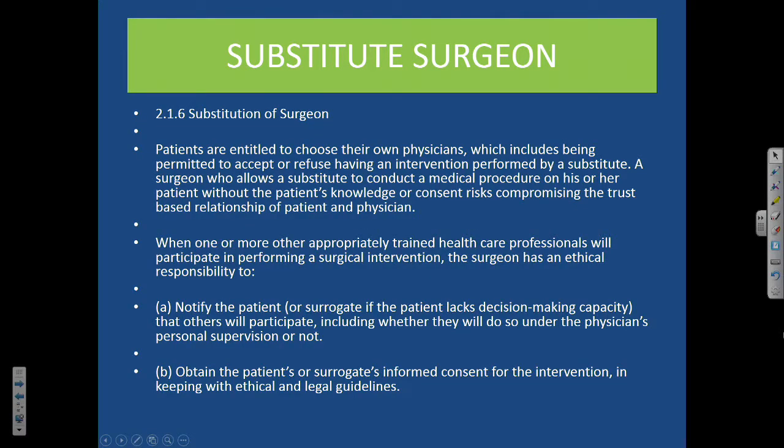This is the position of the American Medical Association. And again, they're very clear. Patients are entitled to choose their own physician. And that includes accepting or refusing an intervention to be performed by a substitute. Think of yourself being in that position as a patient. You've gone to see a particular doctor, maybe they have a good reputation, there's a reason you selected that doctor, you want that doctor doing that procedure. And you want to have the right to agree or not agree to allowing others to participate.